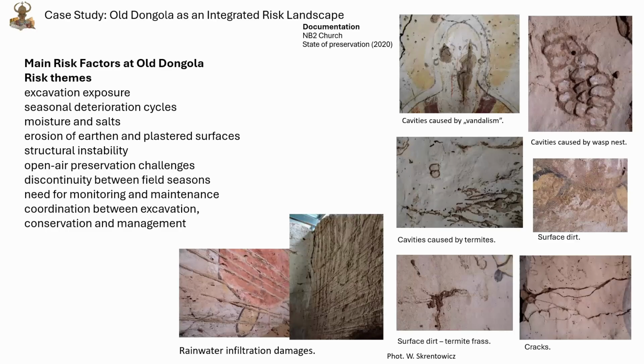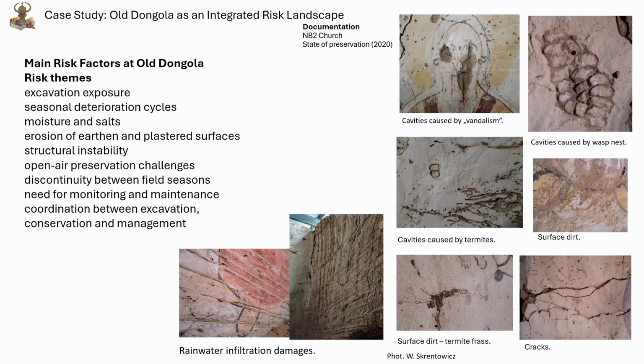The first step in conservation documentation is a description of the state of preservation, so-called condition assessment. We can make it in different ways, by photographic documentation, for example. So you have here this example for Old Dongola.